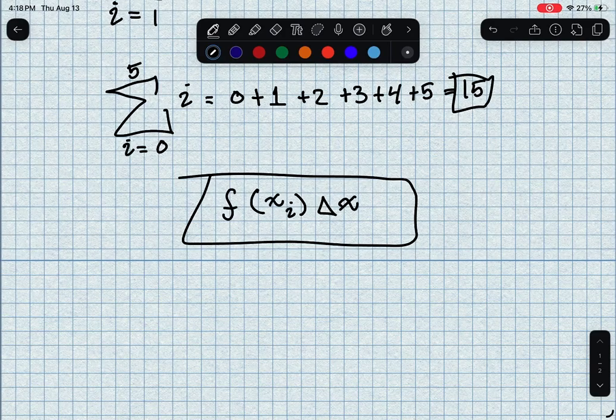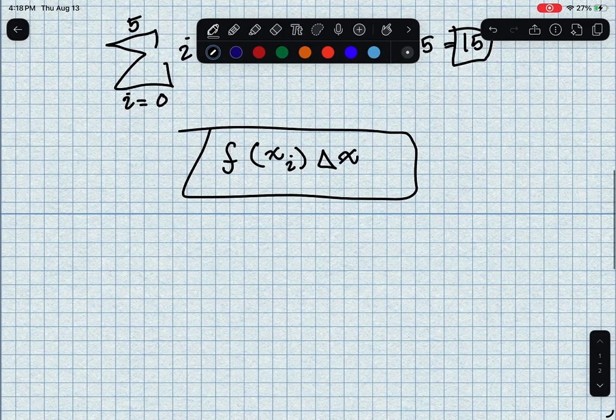So this expression forms a rectangle, and here's why. Let's look at the first term, f of x sub i.